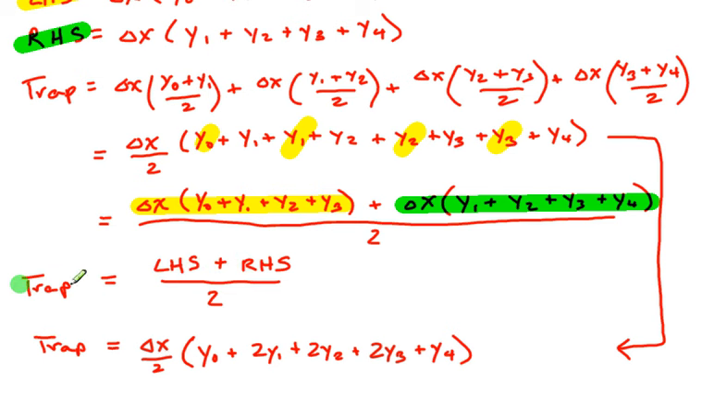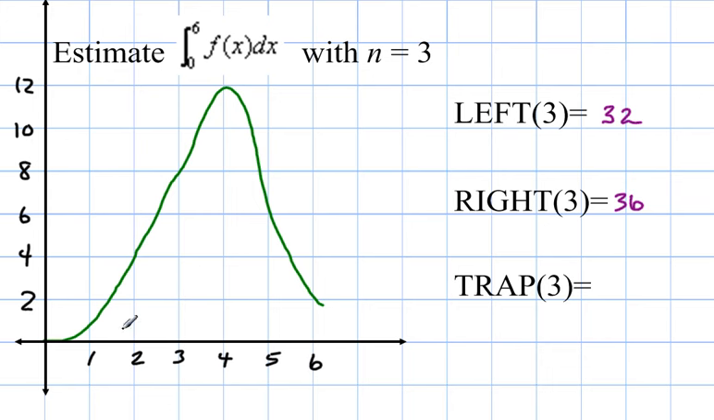All right, so let's go ahead and do that on this next one. If I ask for the trapezoid rule on this one, and I've got the values from before for left and right hand rule, our trapezoid is simply going to be the average. We don't have to do any more work. We just know that it's going to be 34. I want to make sure you know what that's going to look like. Here's our trapezoids. There's one.